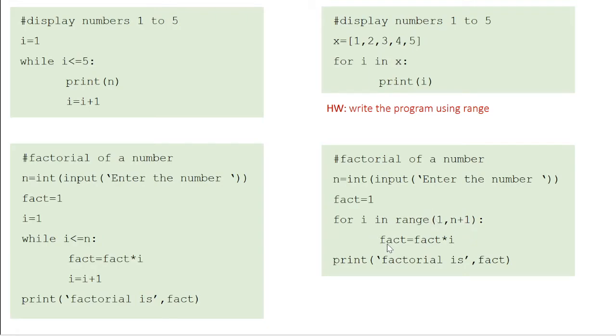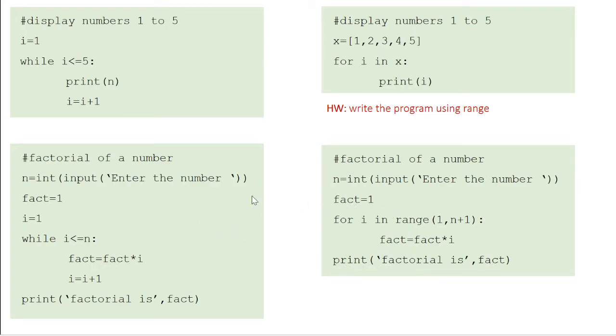So inside the loop body, you simply say fact equal to fact into i. In the case of a while loop, you have to increment the control variable; you have to modify its value. In the case of a for loop, that is not needed, because once you create a sequence, in each iteration the value of the control variable will automatically be transferred to the next element. So this is done automatically, and the increment step is also excluded here. So simply you write print factorial equal to fact.